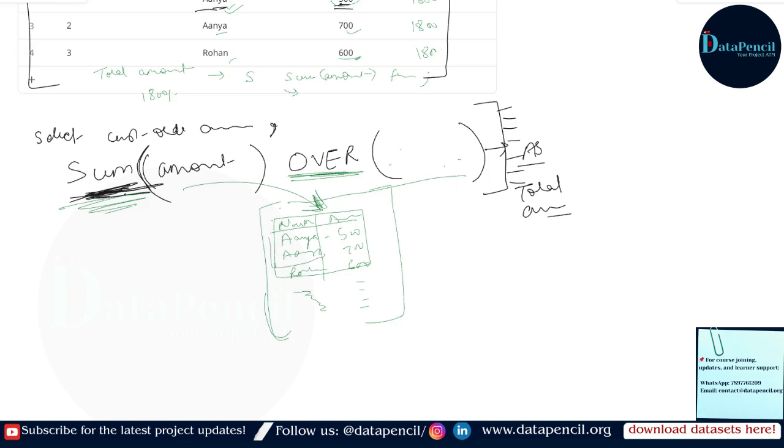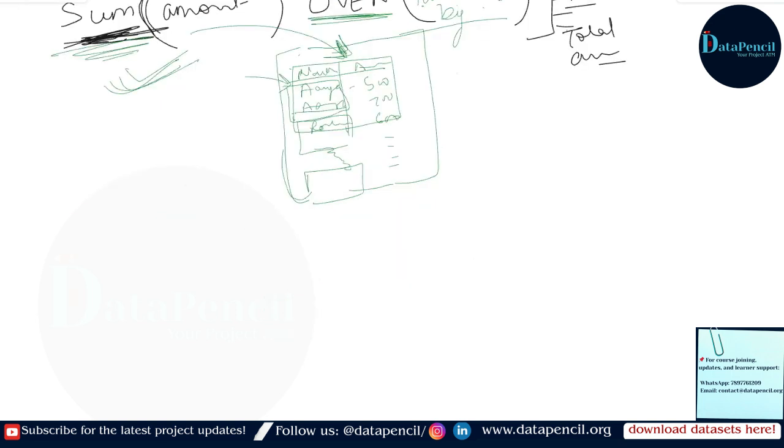So to separate names or to create groups, we use partition by. Okay, we use partition by, which means we are creating a table where we are simply doing a partition in this table by their names. So firstly Anya's name will come and their details, and then Rohan's names will come, and then some other customers' names will come. So they will appear in a group, and then on this table we will apply the sum on the amount.